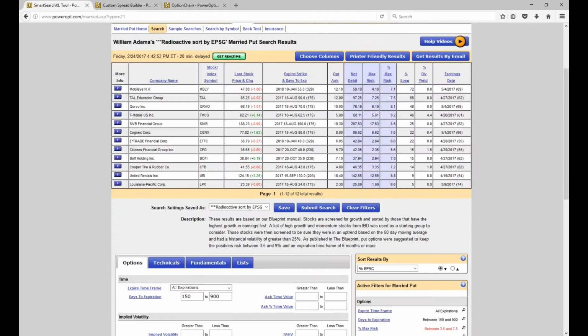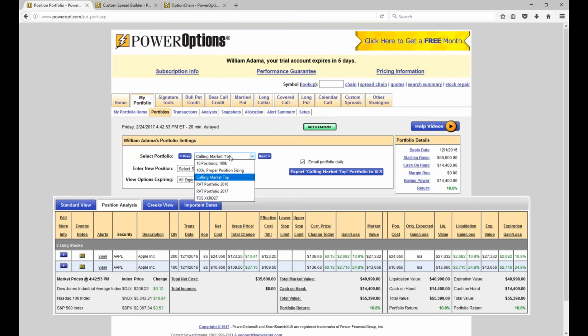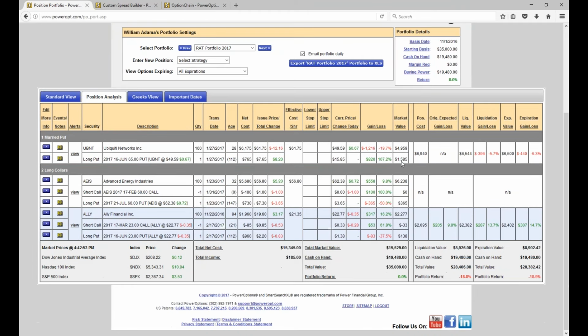Let me check here. I want to say it was 20%. I don't know if I have it in here. Yeah, I do. 19.7%. I'm sorry, Ubiquity is down 19.7%. I'm losing right now 5.7% on the position if I liquidated. But it's down. I've been long stock and it's down 20%.